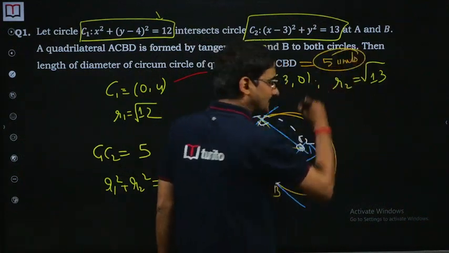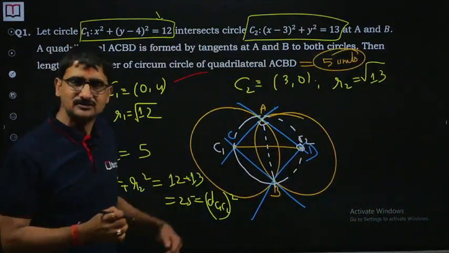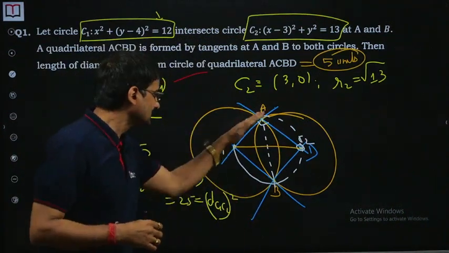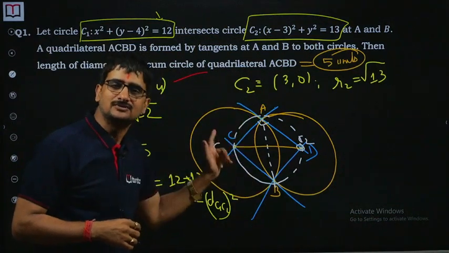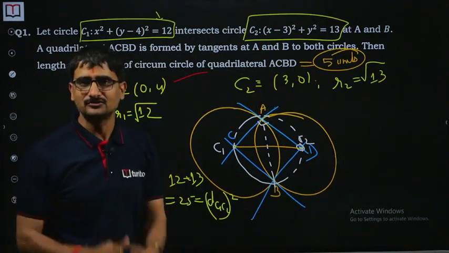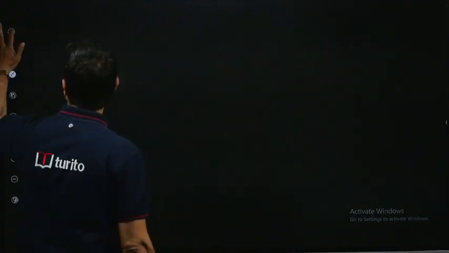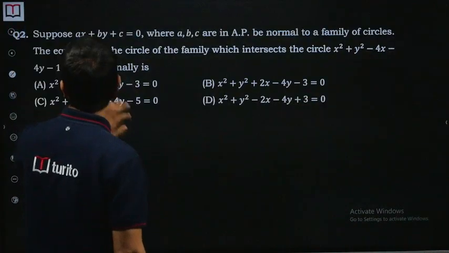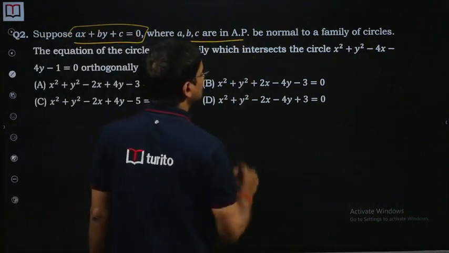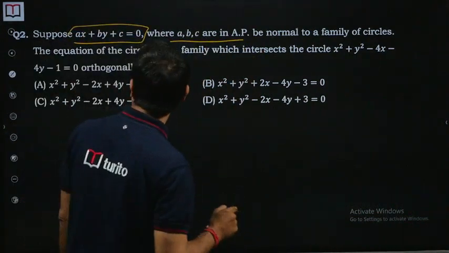Just an observation using the given information, after observing that the tangents are passing through the centers of the other circle. Why? Because they are orthogonal to each other. So that was the first question. Moving to the next question. The second question is, suppose ax + by + c = 0, where a, b, c are in AP, be normal to a family of circles.